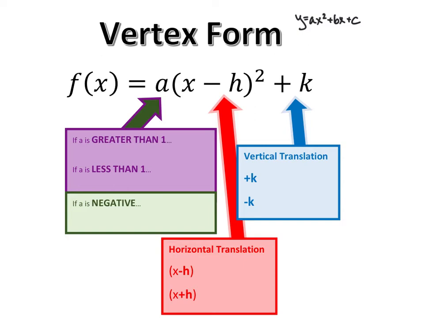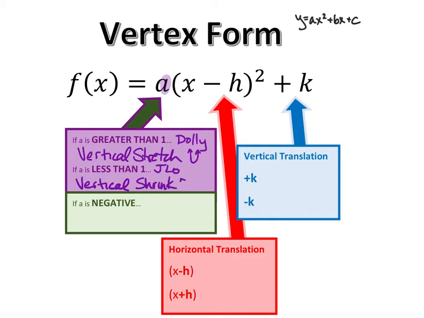If you think back to the things we've learned so far, if we have an A that is greater than 1, that means it's a Dolly Parton number, then you know that this is going to be a vertical stretch. That means it's going to get narrower. So you're going to have a narrow parabola. But if that number A is a JLo number, so it's bigger than 0 but less than 1, that's going to be called a vertical shrink. And that vertical shrink is going to make your graph super wide. So the A value in vertex form is going to tell you if it's a stretch or a shrink.